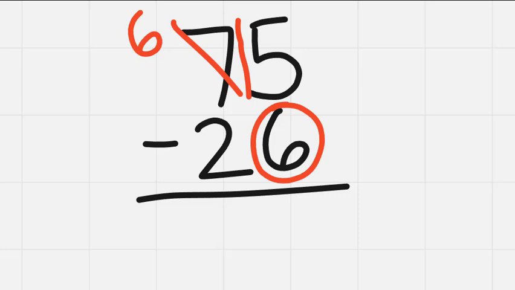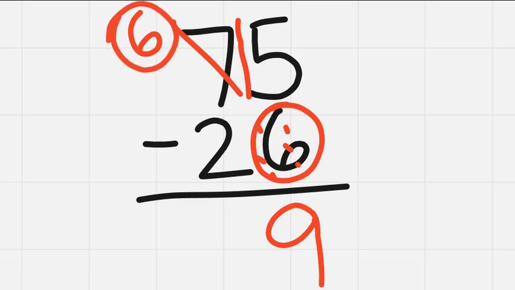So now we will do 15 minus 6. 15, 14, 13, 12, 11, 10, 9. 15 minus 6 is 9. Next, between 6 and 2, we'll circle the 6 because it's bigger, then touch and count. 6, 5, 4. 6 minus 2 equals 4. 75 minus 26 is 49. Be sure to check your work. We have just a few more problems.